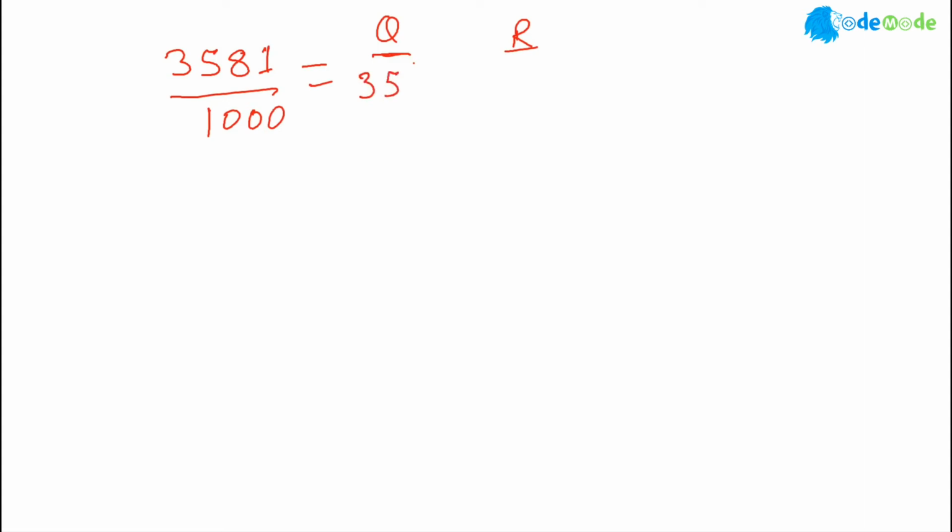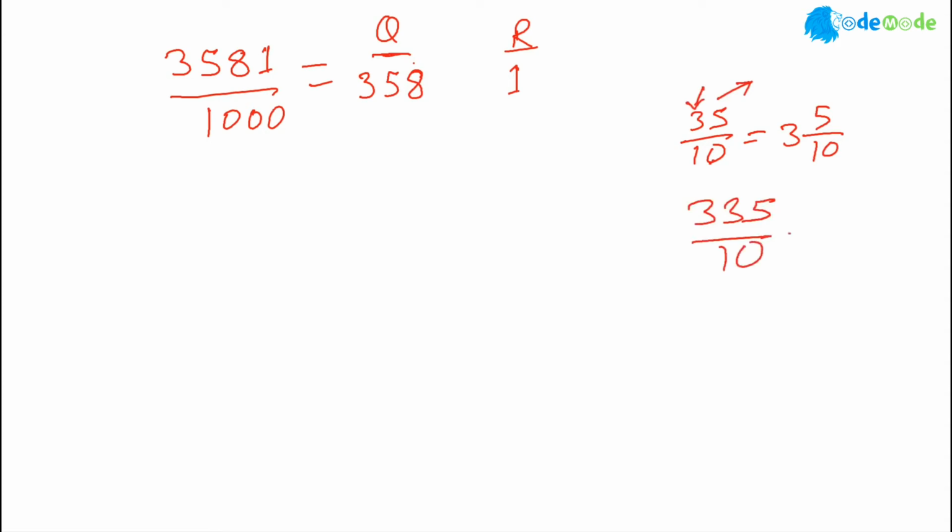The quotient would be 3, and the remainder would be 581. Take a smaller number, 35 divided by 10. You write 3, 5 over 10, don't you? Since you're dividing by 10, you are leaving out 5 as a remainder, and this becomes your quotient. Similarly, if you take 335 divided by 10, it will be 33, 5 over 10. That means you always take this out.